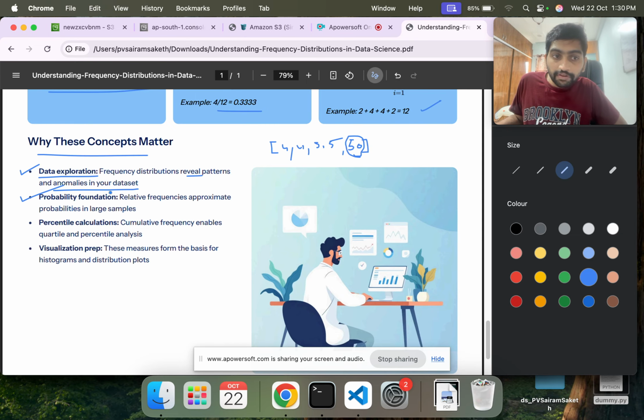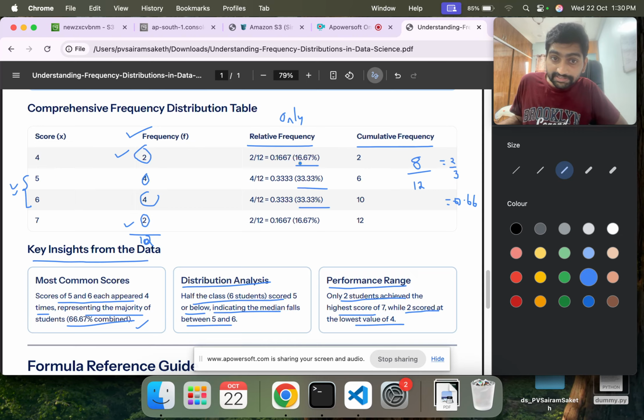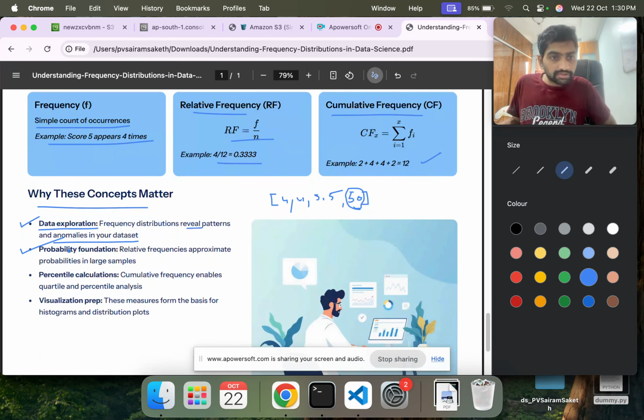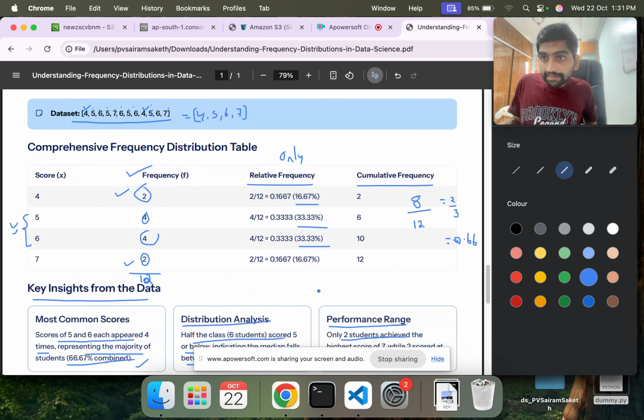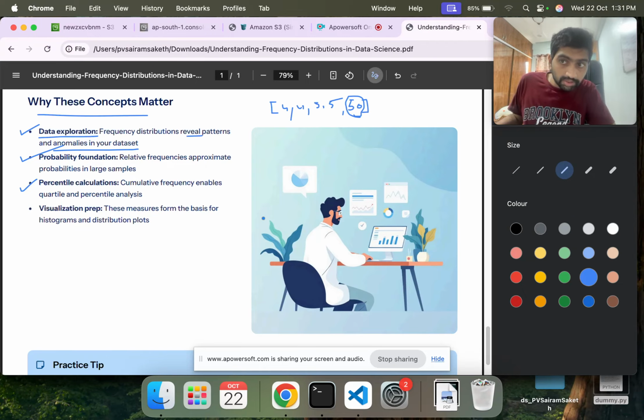Second is probability foundation. Since you got all of these things in the form of probability, 16.67 percent, 2 by 4, 0.3 probability, you can use these to identify the probability. Percentile calculation: 16.67 percentile of people have got 4. Means the students who got 4 are 16.67 percent better than the previous students who got fewer marks. You can identify this using the percentile.